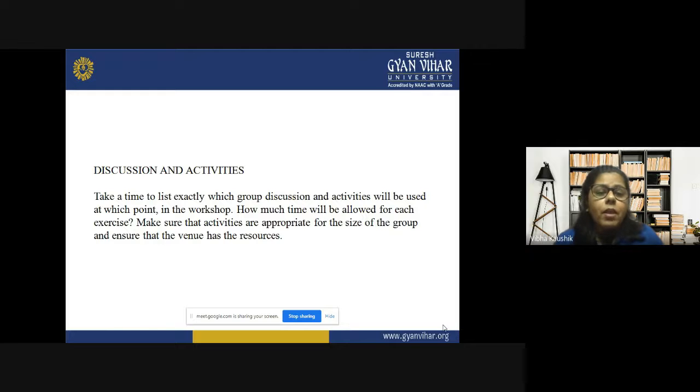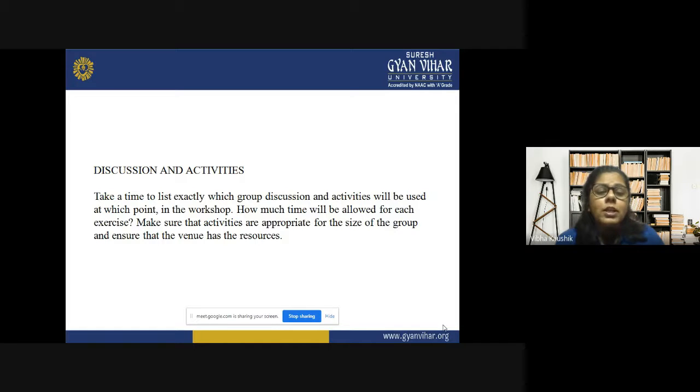Make sure that activities are appropriate for the size of the group. While you are deciding which activities will be organized, you have to be sure that they are appropriate for the size of the group. Means if it's a large group, then the activity should be organized in that manner. If it's a small group, then activities should be accordingly.